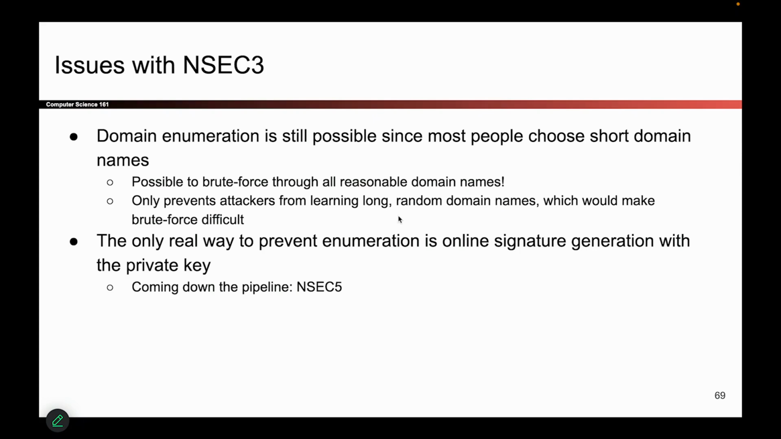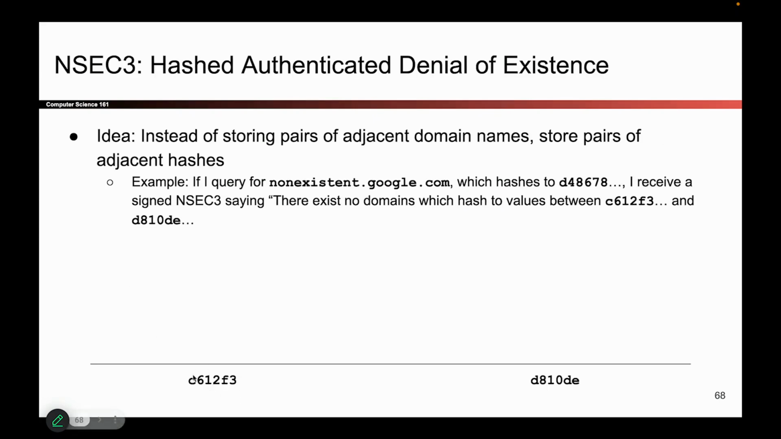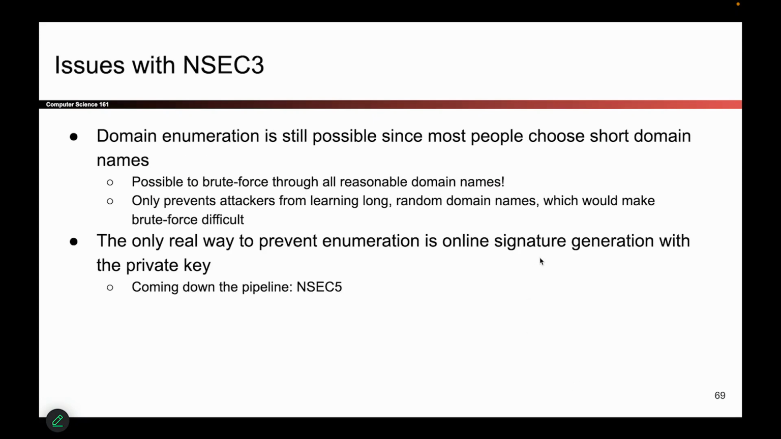But again, whether you even need to stop domain enumeration is up for debate. So it's an open question whether this defense is even needed, but it does exist if your name server is paranoid and wants to stop domain enumeration or make it harder. To really stop enumeration, you just cannot give attackers even a hash of what the domain name is. So you'd have to fall back to online signature generation, where you generate the signature on demand. That's, at least as far as we know, the only way to prevent enumeration entirely.